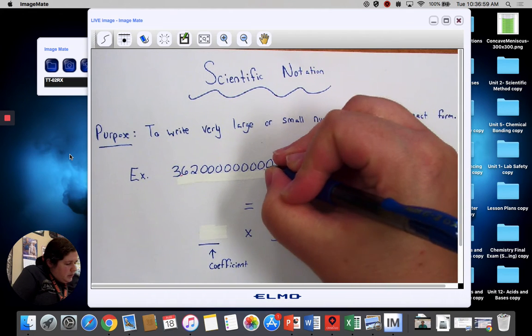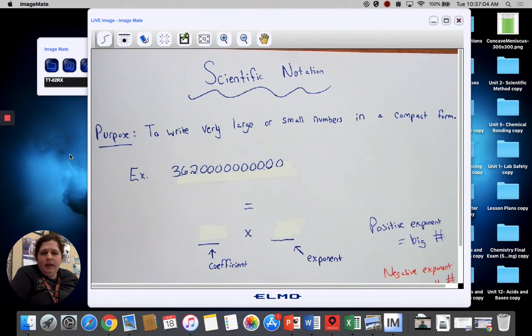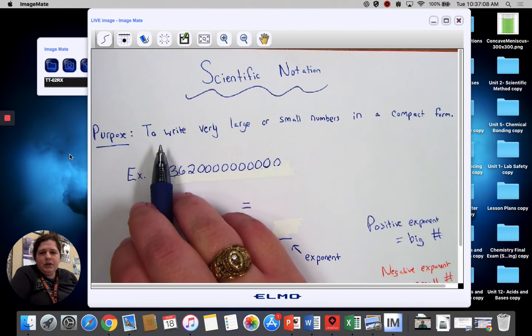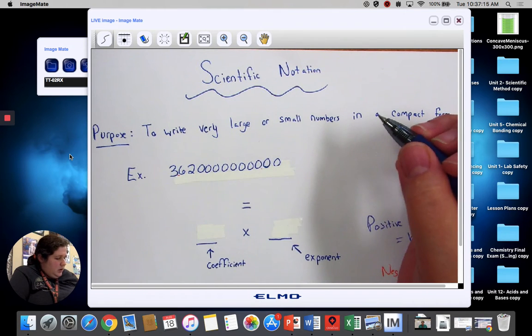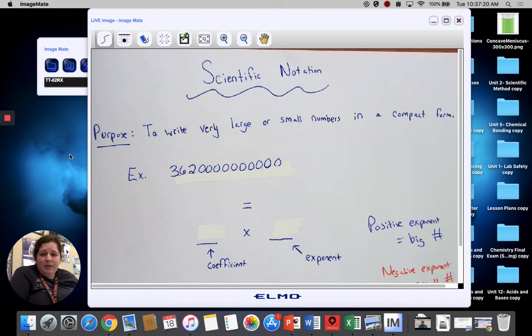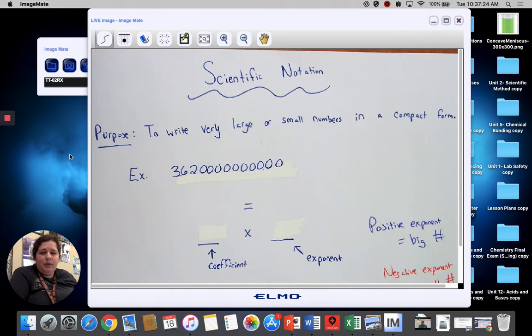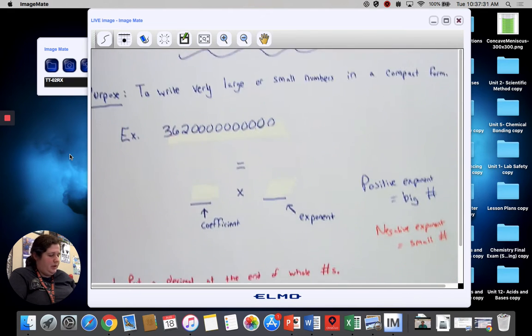Okay, so let's take a look at this number right here. The purpose of scientific notation is to write very large or very small numbers in a compact form that is easier to deal with. Let's say I have this atrociously long number right here. I don't want to have to write all those zeros all day long every time I do a step of a problem. So I'm going to crunch it down into a smaller bit.